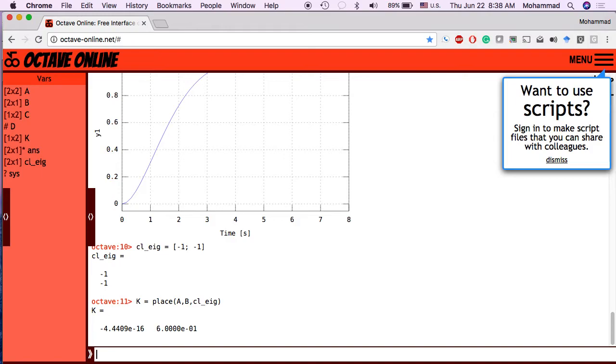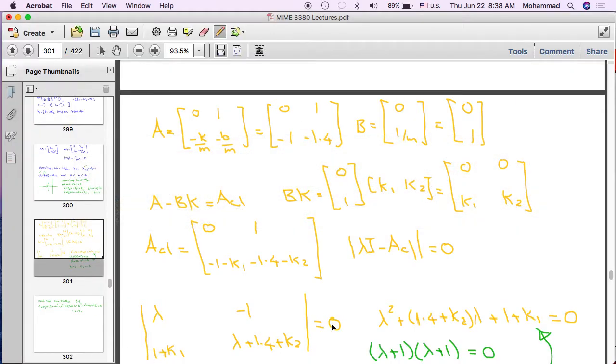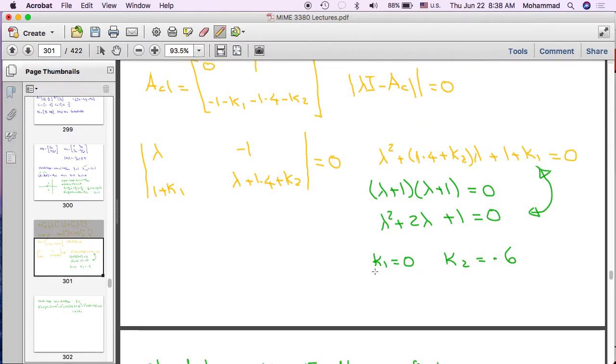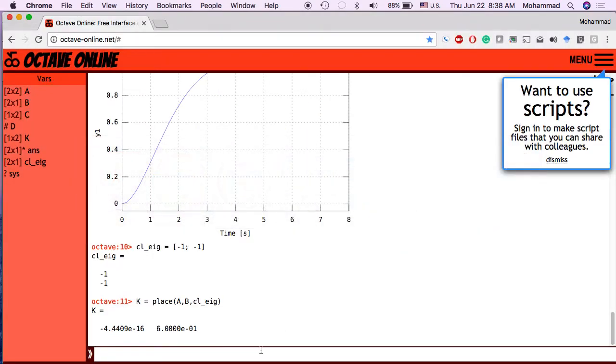Do you remember when we solved this problem by hand what the values were? The values were 0 and 0.6. So what MATLAB gives you is not exactly 0, but practically 0. So it says K1 is 4 times e to the power -16, which is effectively 0. And K2 is 0.6. So it's giving you those two.